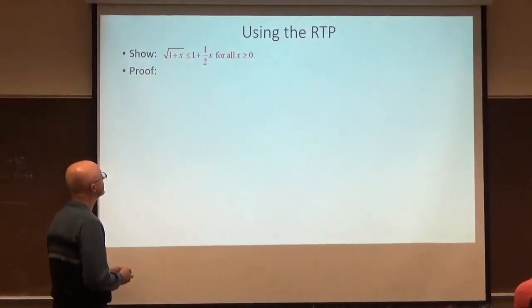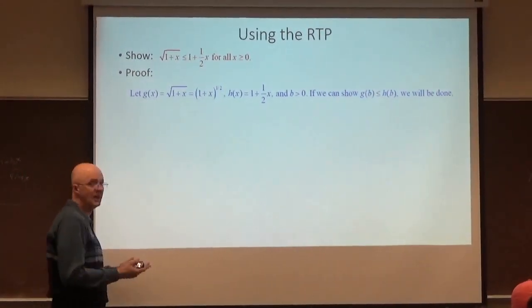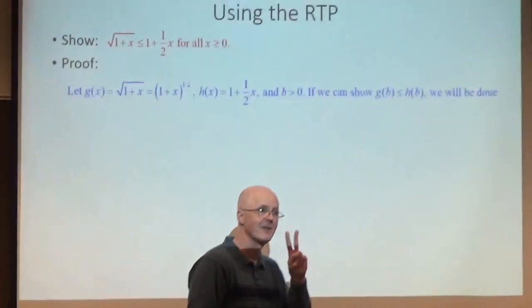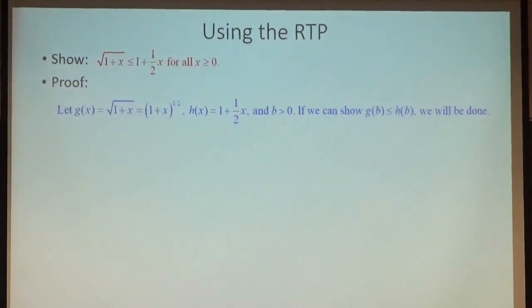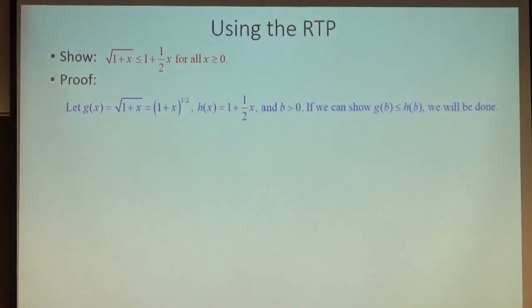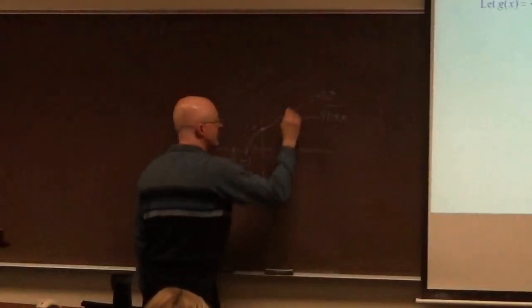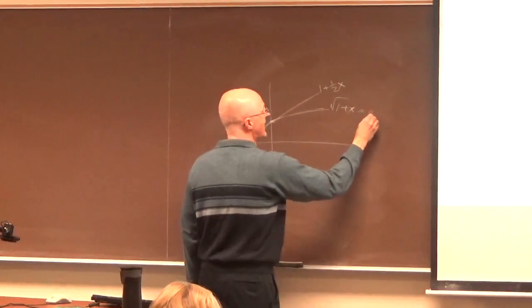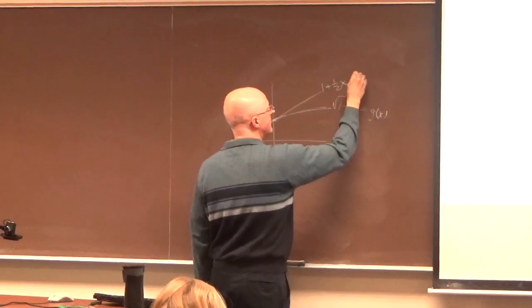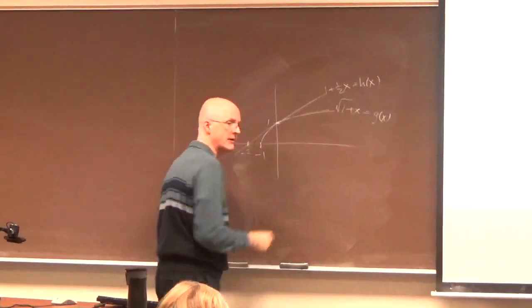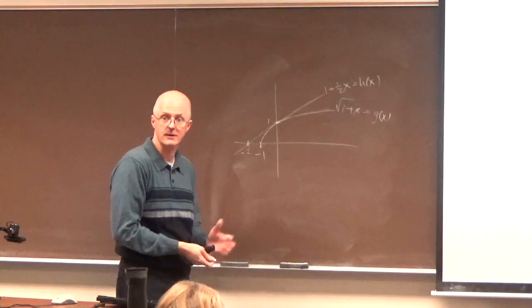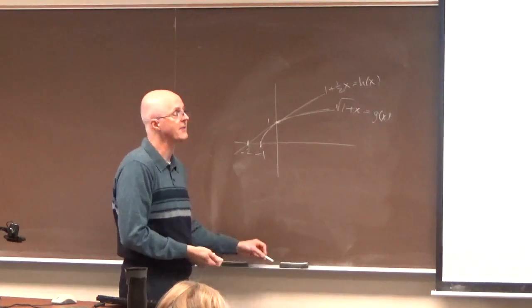The most convenient way to do this is with the Racetrack Principle. Define a g and an h function, your two horses. What's the idea? I can see from the calculator or from Mathematica that the graph of g of x is definitely below the graph of h of x when x is greater than or equal to 0. In fact, it looks like the slope, the derivative of g, is less than or equal to the derivative of h. We should verify that.